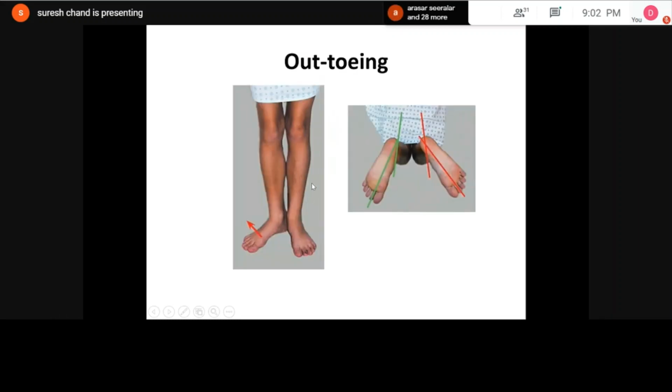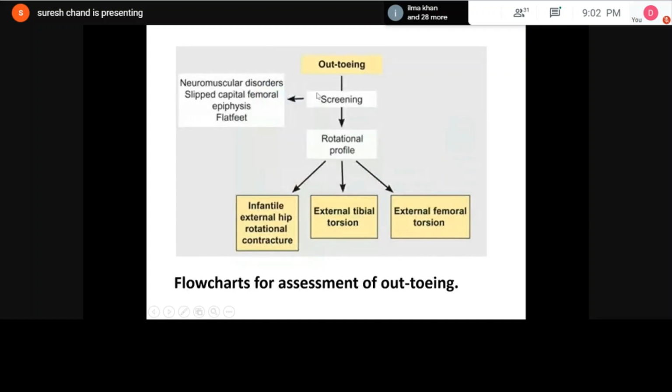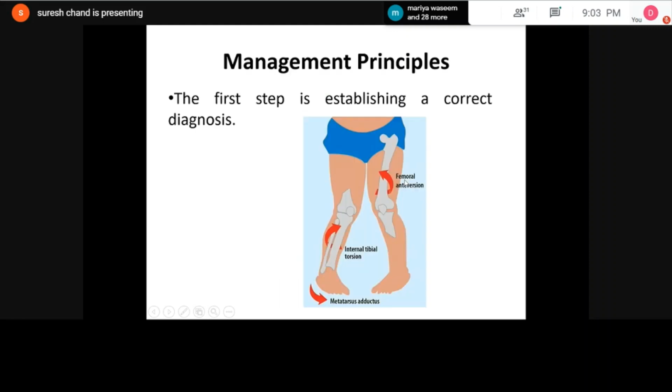This is showing out-toeing, where the child has too much foot progression angle, and we can see that the foot angle is too much external. Again, we have to rule out the pathological causes like neuromuscular disorder, slipped capital femoral epiphysis, or infantile hip contracture to rule out the pathological causes of out-toeing.